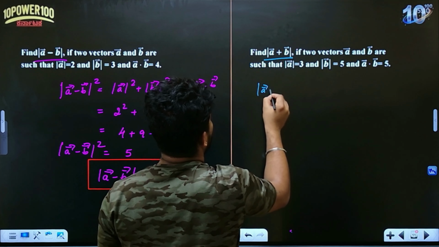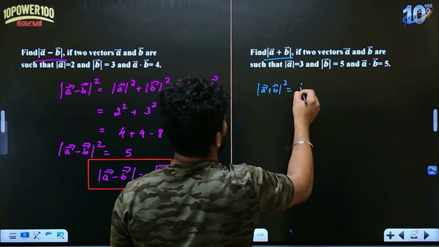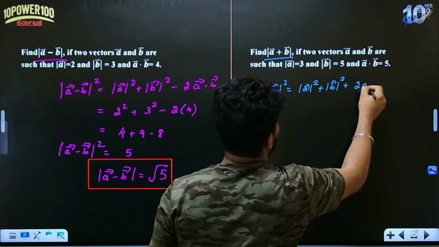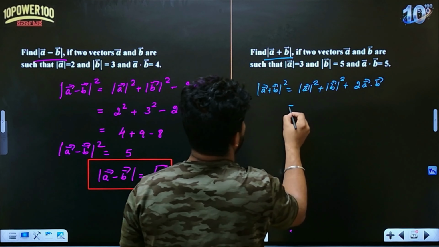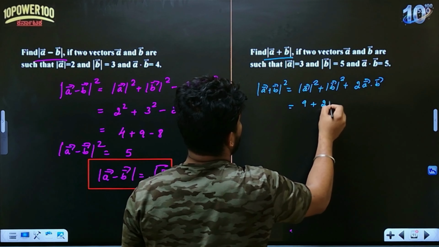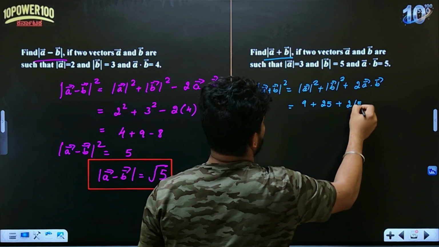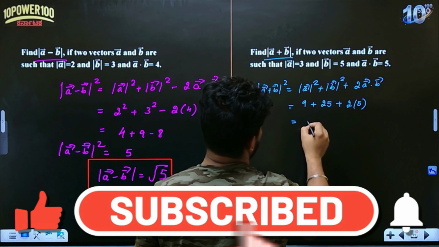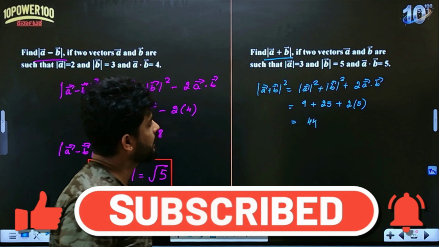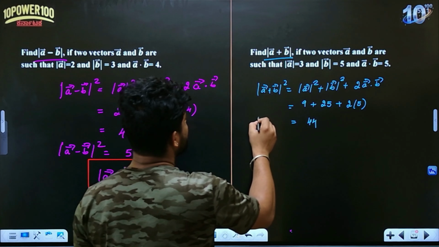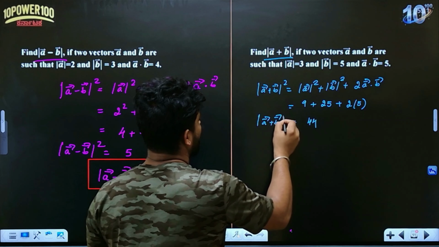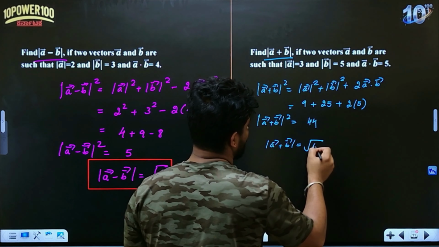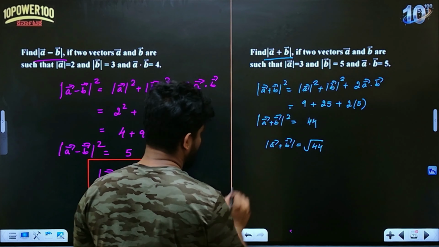So take magnitude of vector a plus b the whole square is equal to magnitude of vector a square plus magnitude of vector b square plus 2 a dot b. So what do you get? 9 plus 25 plus 2 into 5, that is 10, so 44. So this is magnitude of vector a plus b the whole square. What is magnitude of vector a plus b? Magnitude of vector a plus b is equal to root 44. So this is the final answer.